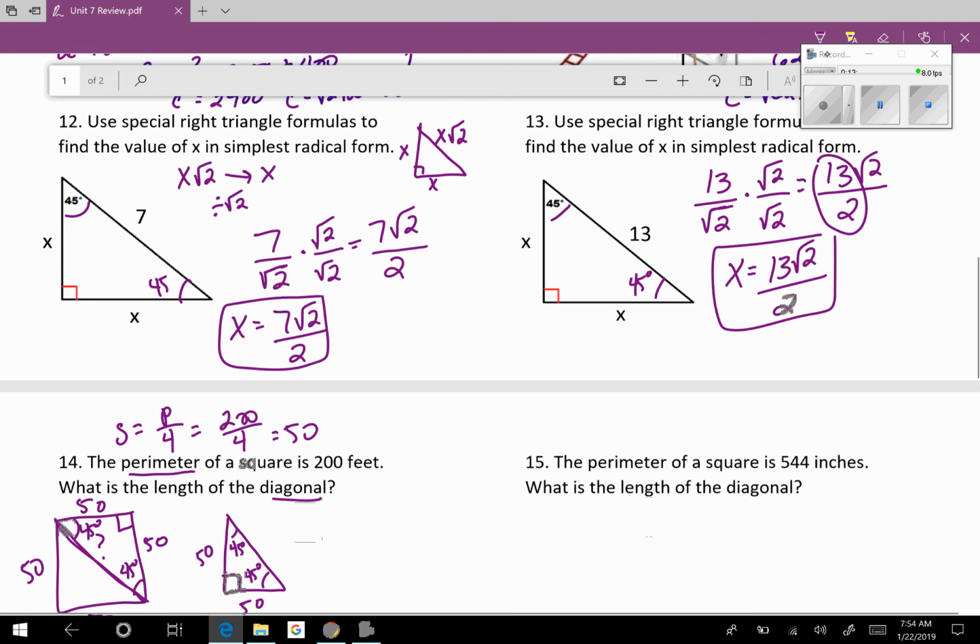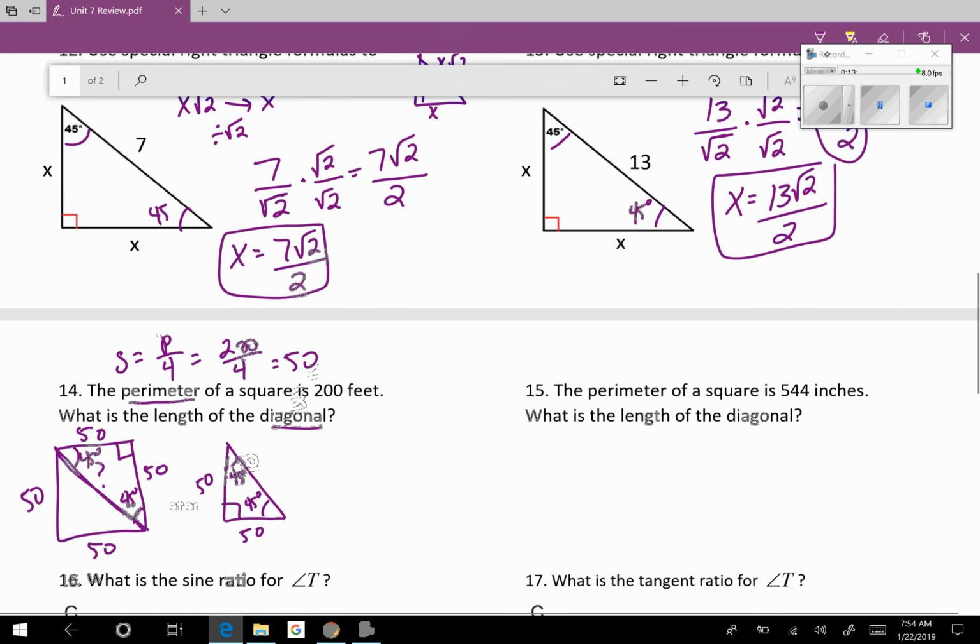And remember, for 45, 45, 90, your hypotenuse, which is what we're trying to find, is just your leg times the square root of 2. So here it's 50 times the square root of 2. There's nothing going on here, so it's just 50 square roots of 2. That's your diagonal.